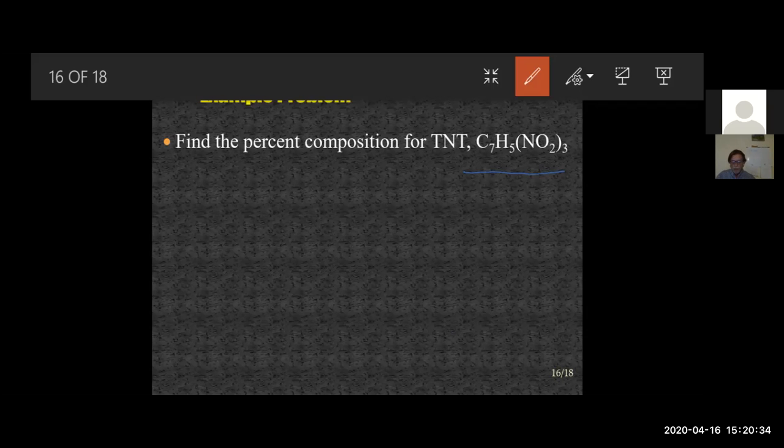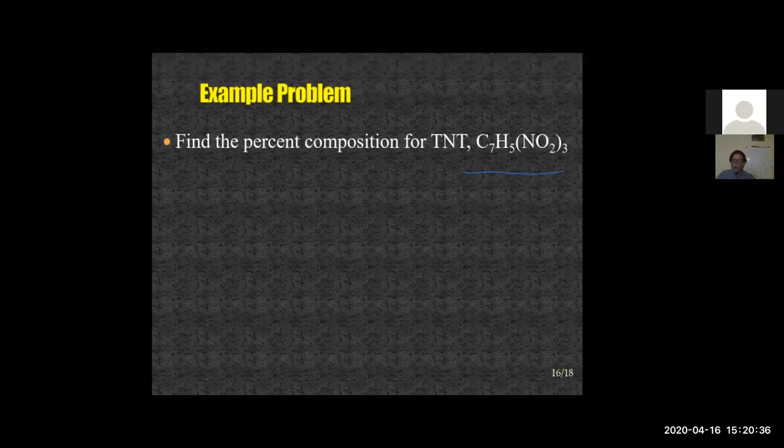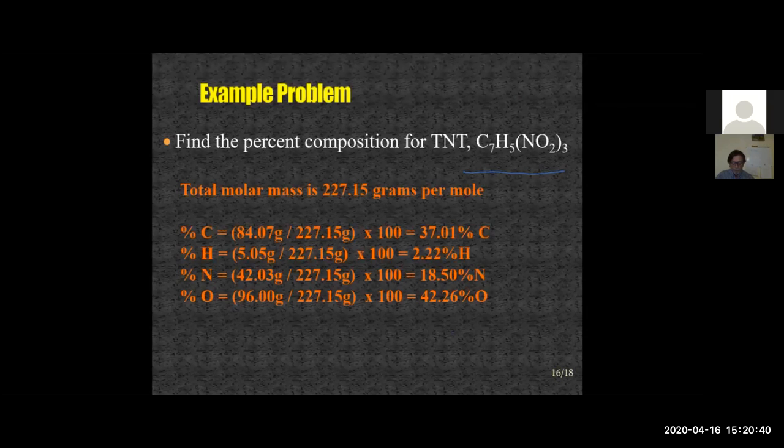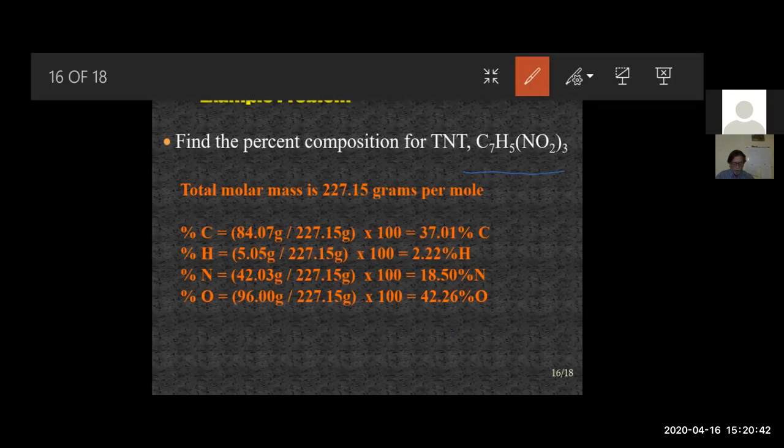For one, we need to calculate the molar mass for that molecule. And when you do that, you come up with 227.15 grams per mole. That is the molar mass of TNT, okay?